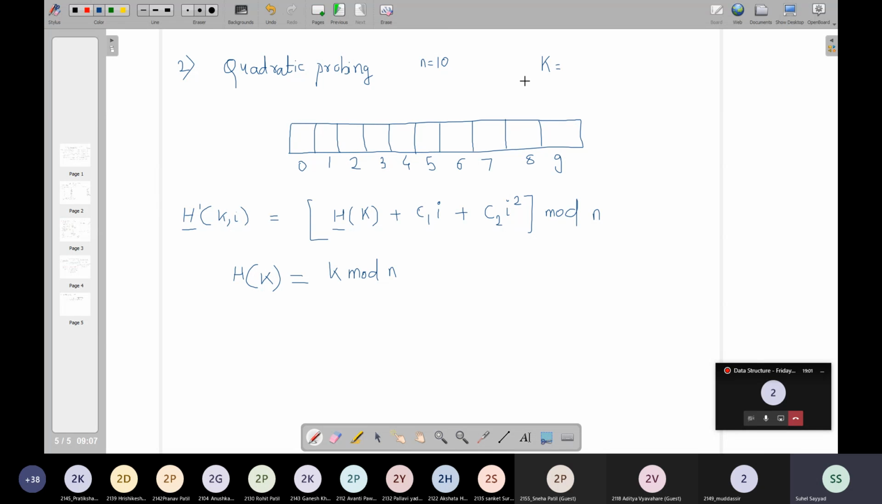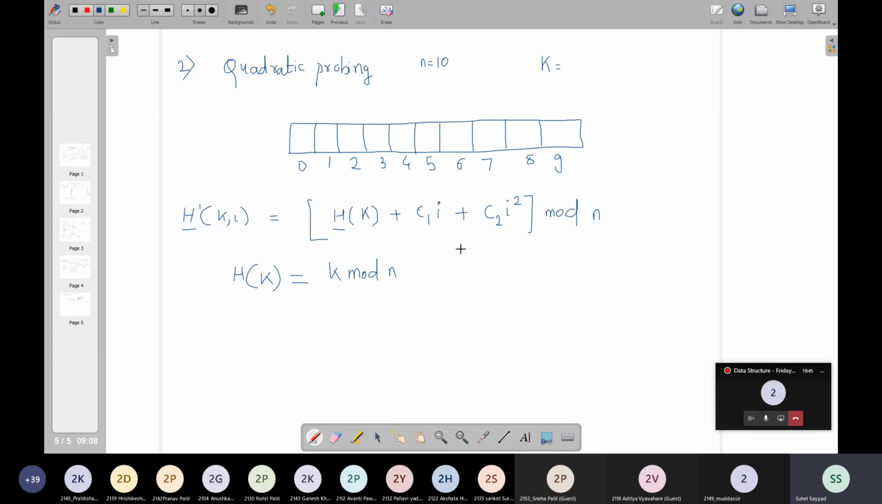What is I? I is a value which we use to control the collisions, and it takes values from 0 to n minus 1. Whenever I take the value of I as 0, and if I get a collision, I'll make I as 1, then I'll make I as 2 if required, and so on. So the concept of I remains the same, that I takes values from 0 to n minus 1. H dash is my quadratic probing hash function, h is my base hash function k mod n, n is my number of slots, and k is my input key values.